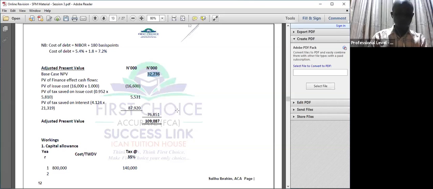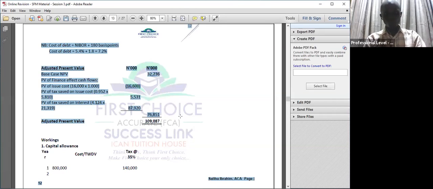Now add it to 71,194 that we got here earlier on. So we have 71,194 plus 76,851. Our adjusted present value is going to be 148,045. That is our adjusted present value. So this is base case NPV, and this is present value of finance effect cash flow. When you add the two together, your APV will come out.